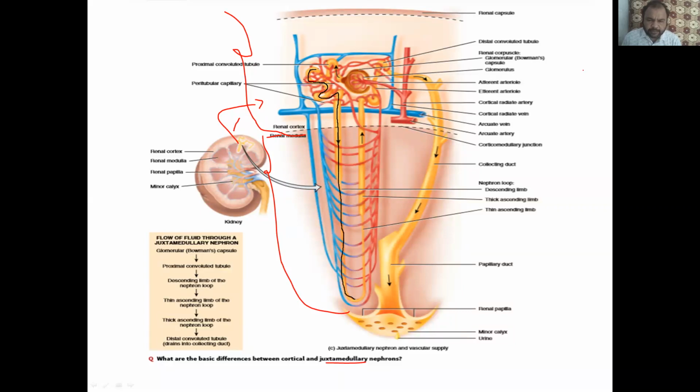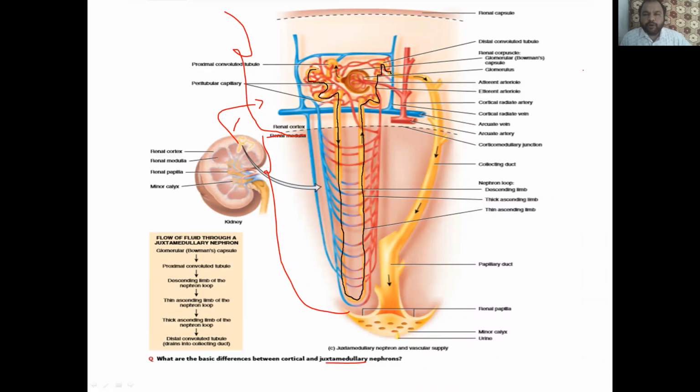Then again this U-shaped structure. The fluid filtrate is now labeled as tubular fluid. Tubular fluid then comes here, moving into the, sorry, ascending limb of the loop of Henle. Ascending means going up, descending means going down. Then it comes out, and in the cortical part it enters the distal convoluted tubule.